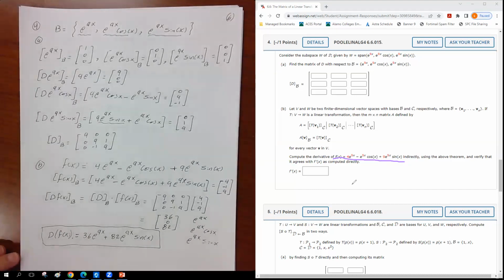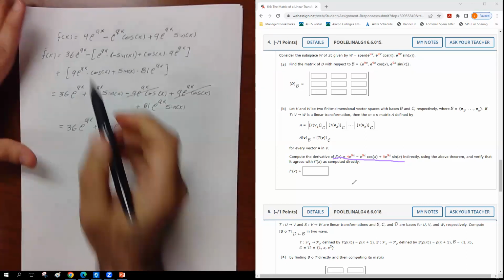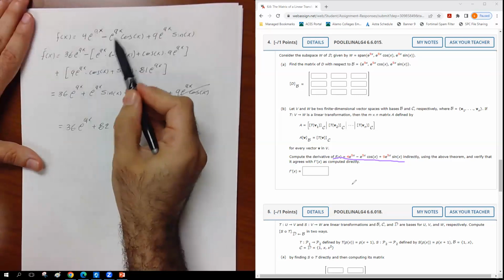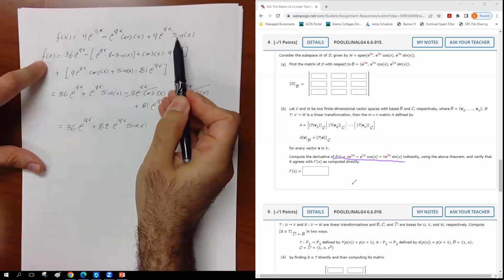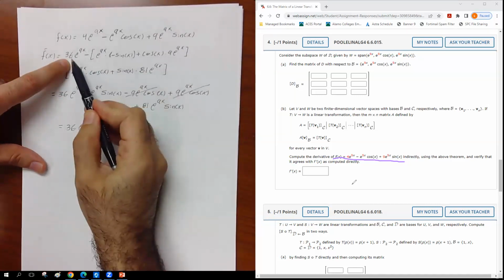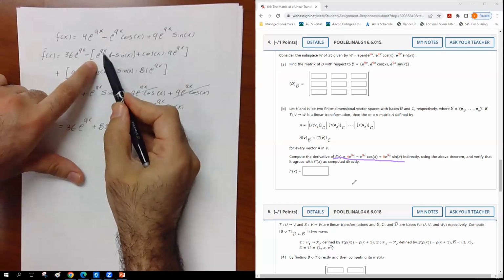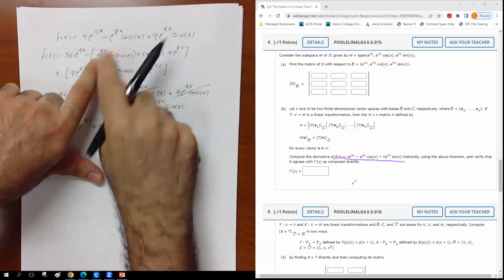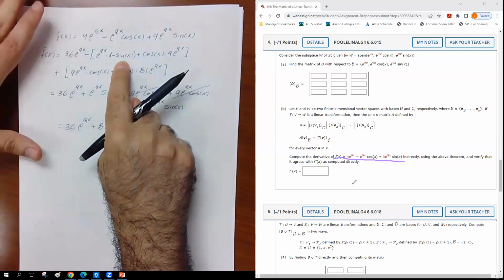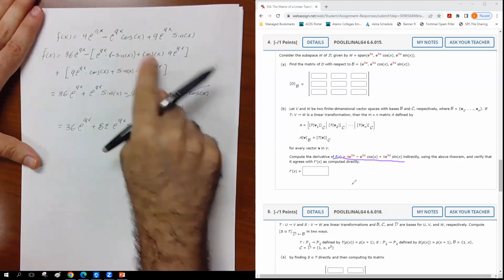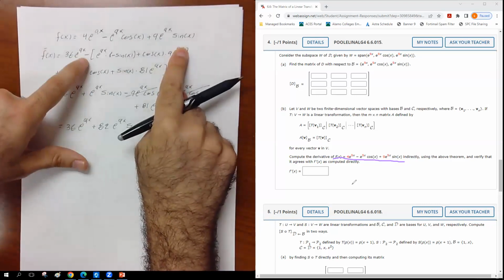So let's check that. Here's our function: 4e^(9x) cosine, e^(9x) sine. Find the derivative. The derivative here is going to be 36e^(9x). The derivative here is going to be e^(9x), the first one, times the derivative for the cosine, negative sine, plus the second one times the derivative for the first one, which is 9e^(9x). I keep the negative sign out.